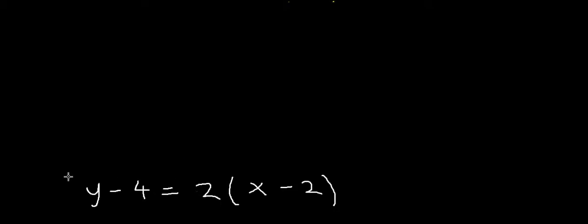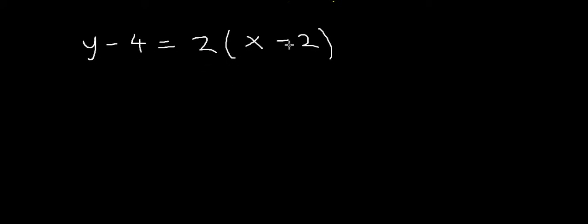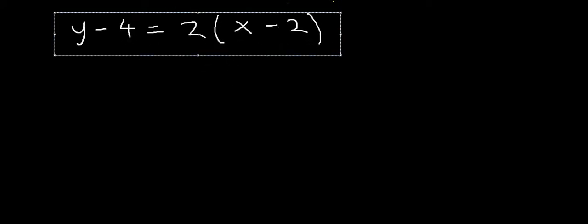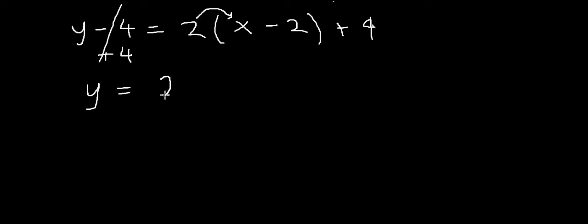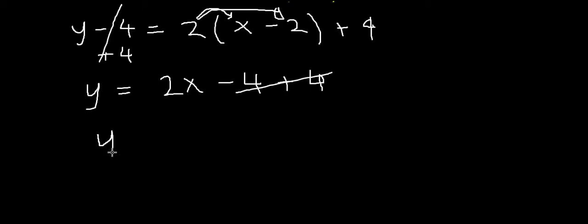So plus 4 to both sides, plus 4. That's going to cancel. So we just get y equals, here we expand, 2x minus 4. And then we've got the plus 4 here. So they cancel, and we get left with y equals 2x.